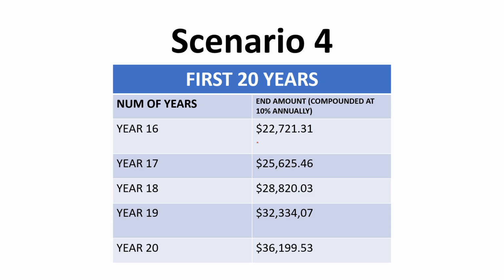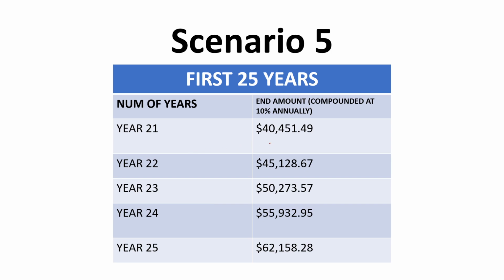Then end of year 17, $25,625. End of year 18, $28,820. End of year 19, $32,334.07. And then end of year 20, $36,000, basically $200. And remember, this year 19, I meant to put a decimal, not a comma. And then we go all the way to year 21. Almost done because this is going to be 30 years, so we're almost at scenario 6.